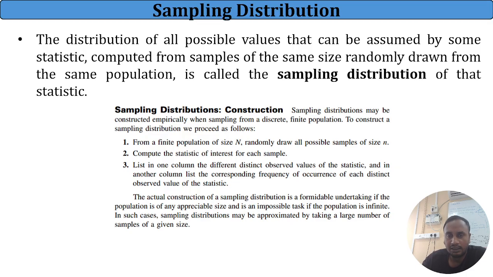Earlier, whatever things we were having, that was the population we were seeing, and we were seeing the probability for the whole population. Now we'll see sampling distributions. Let's say, the distribution of all possible values that can be assumed by some statistic, from samples of the same size randomly drawn from the same population, is called the sampling distribution. Anyone can tell what you understand from this?